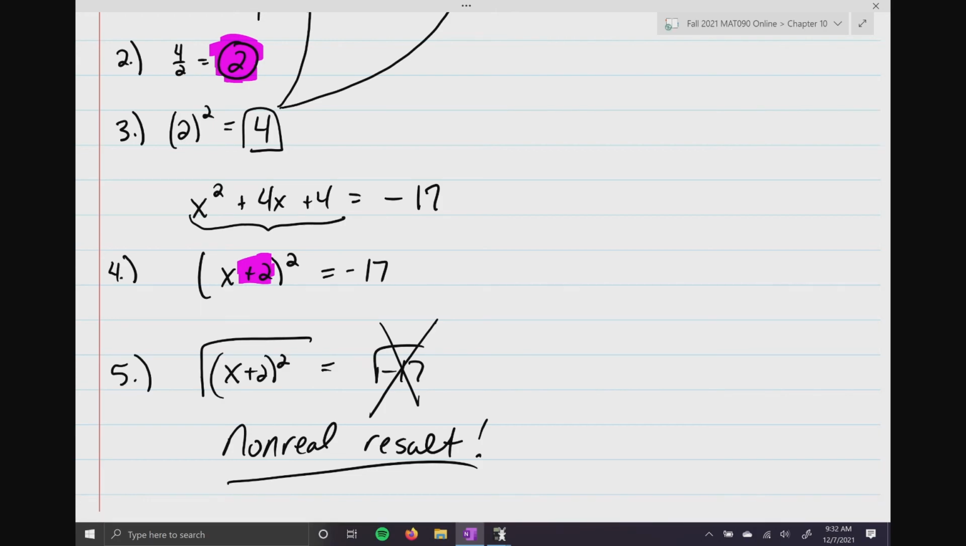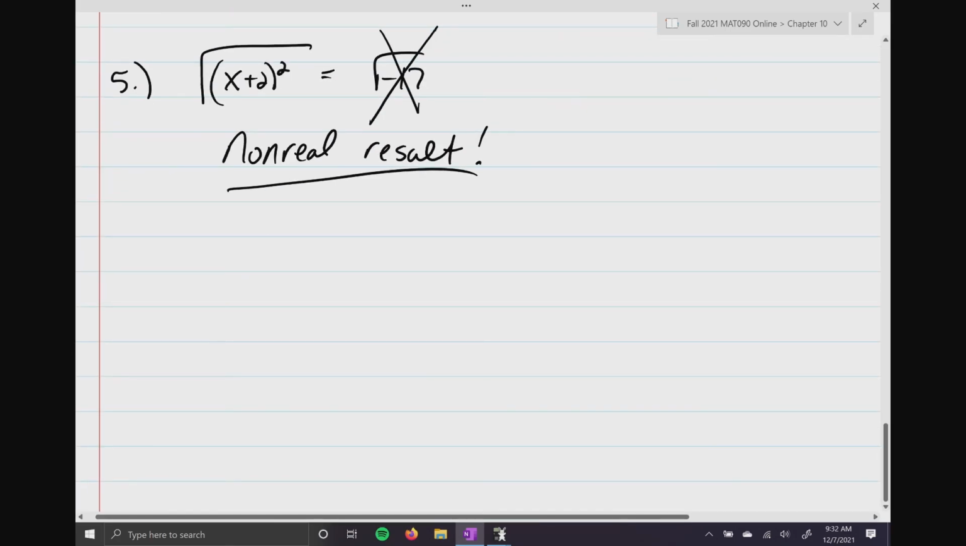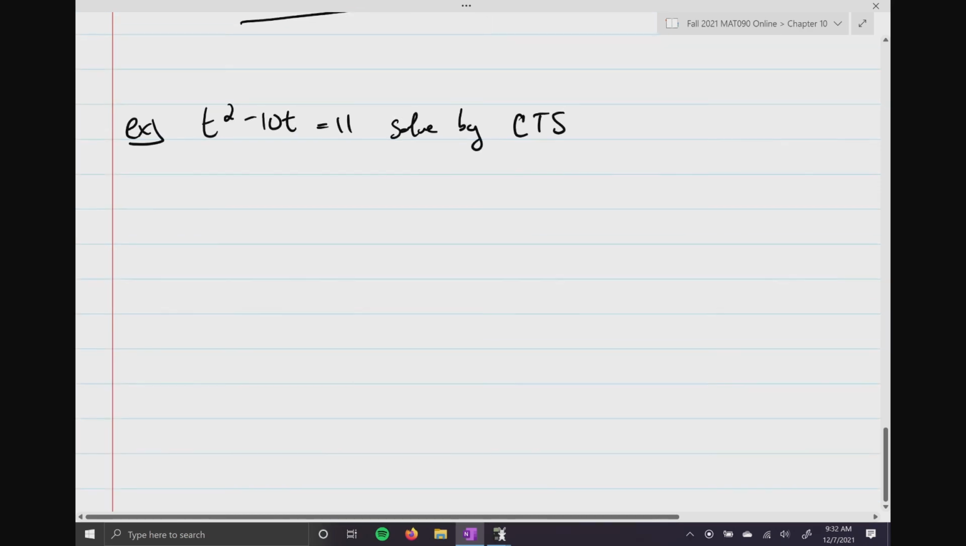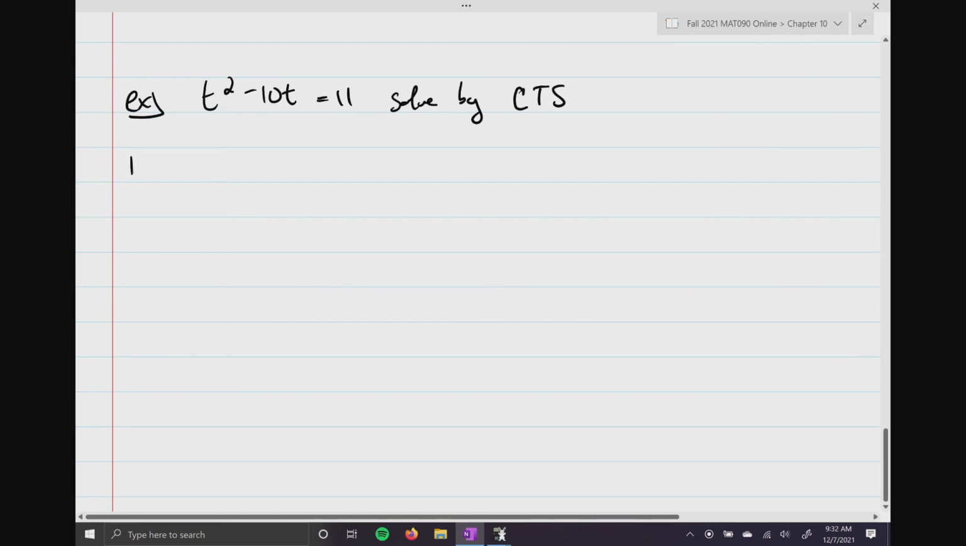All right, let's try another one here. We're going to do t squared minus 10t equals 11. Solve by completing the square. I'm just going to write CTS for complete the square. So step 1, it's already done. That's great. We don't have to worry about moving anything.